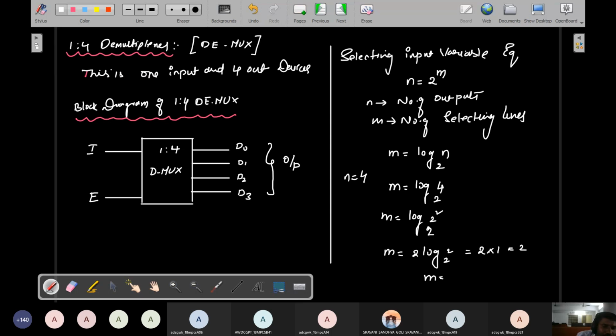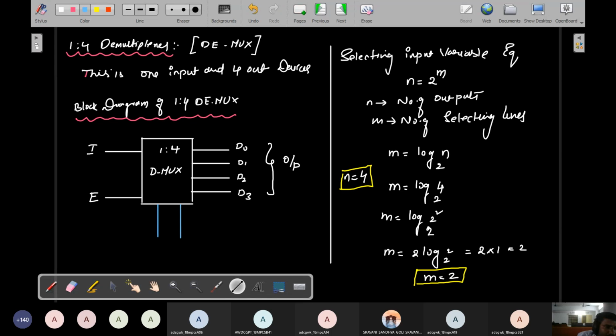So this is the number of outputs. If the number of outputs is 4, then you maintain 2 selecting lines for this demultiplexer. That selecting lines I represent here. These are the selecting lines.